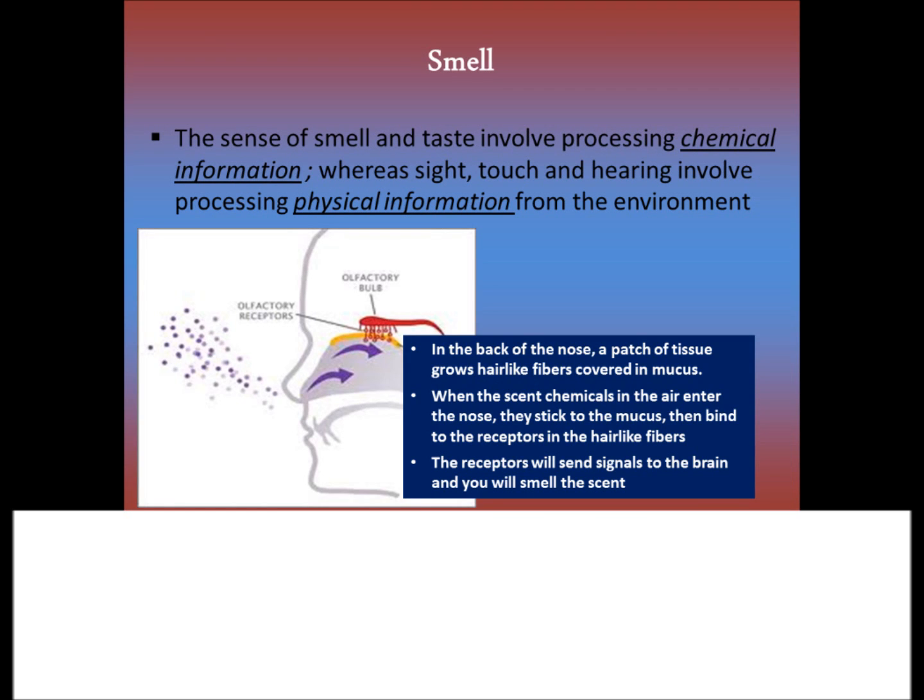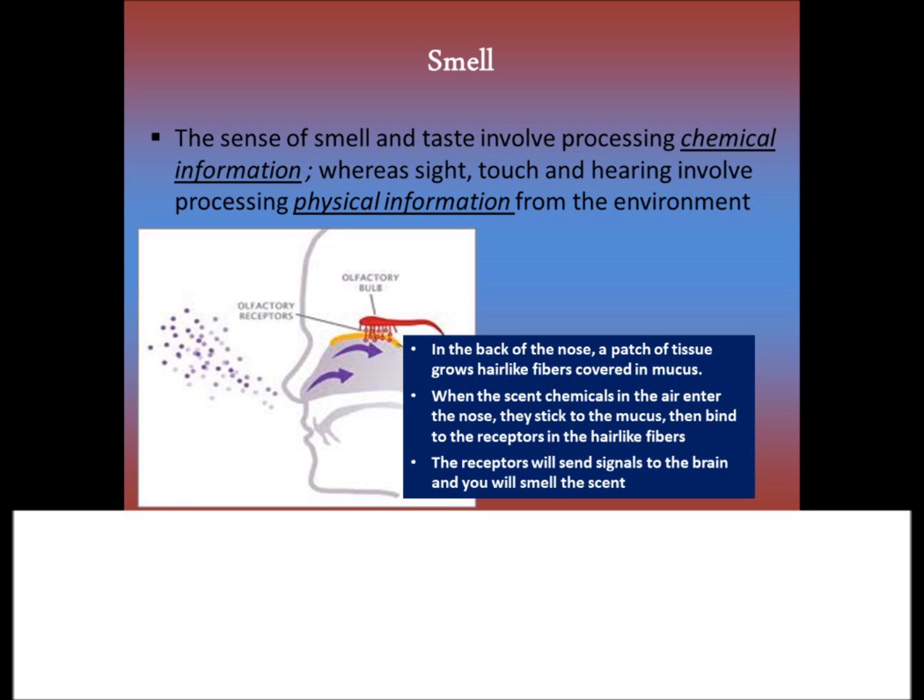Smell. Well, we know that the sense organ for smell is the nose. Now, the sense of smell and taste involve processing chemical information, whereas sight, touch, and hearing involve processing physical information, because with sight we see, with touch we're feeling, and with hearing we're perceiving sound. Those are all physical information.